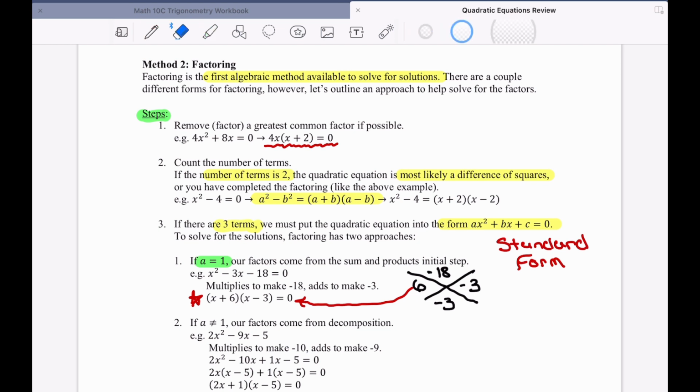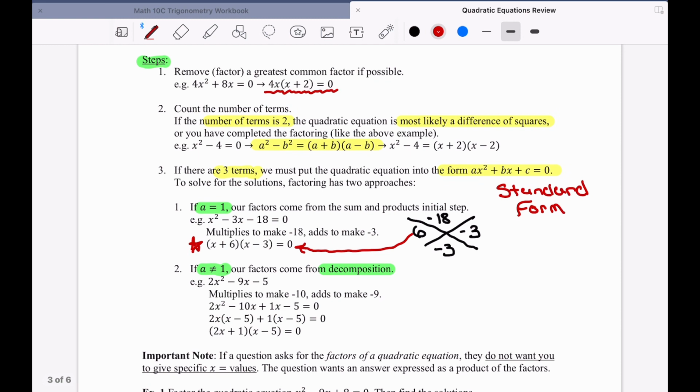Now, if a does not equal 1, this is our second case here. If a does not equal 1, then our factors must come from decomposition. Okay, so we perform a very similar step here. We start by drawing our x, and we say, what's going to multiply to make that negative 10, or the product of the outside? So negative 5 times 2, that's going to be negative 10. What multiplies to make negative 10 and adds to make negative 9? Well, I found that those were negative 10 and a positive 1.